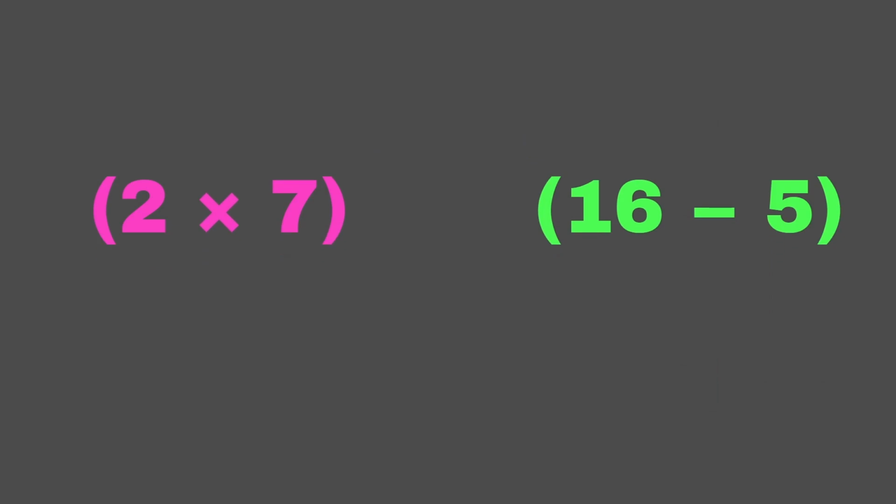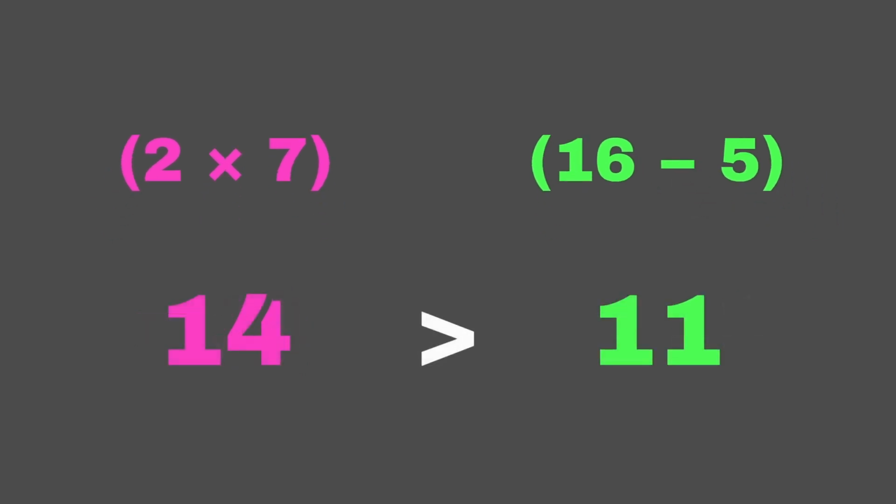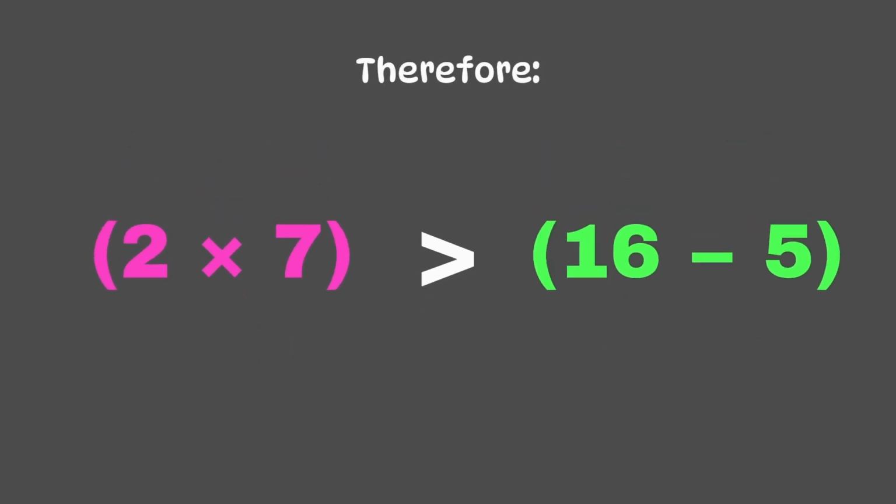Let's solve another example. We have 2 times 7 and 16 minus 5. When we solve them, we have 2 times 7 equals 14 and 16 minus 5 equals 11. So we see that 14 is greater than 11. So we can write 2 times 7 is greater than 16 minus 5.